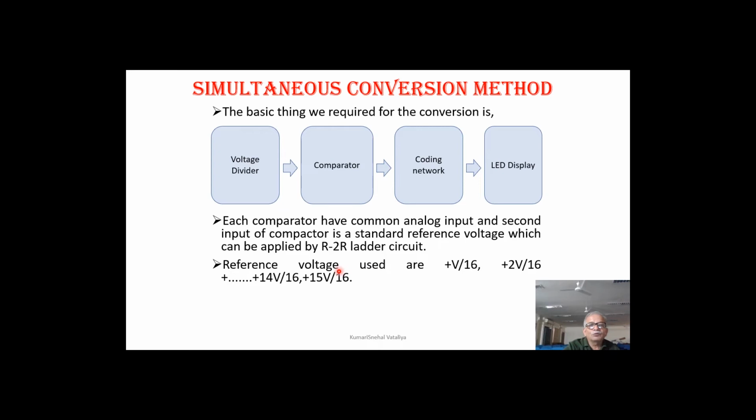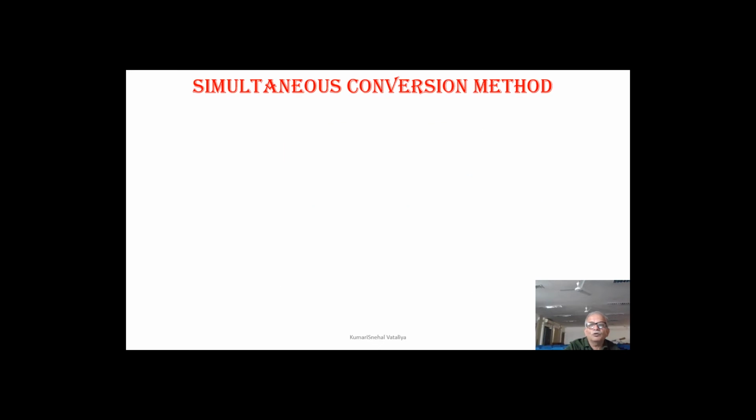Reference voltages used are V/16, 2V/16, 3V/16, like that, 14V/16, 15V/16. So 15 comparators will be given different fixed voltages, depending upon the steps, and accordingly the output will be produced. If the analog voltage is greater than the reference voltage, the output of the comparator is high, otherwise the output is low. This is the definition of a comparator.